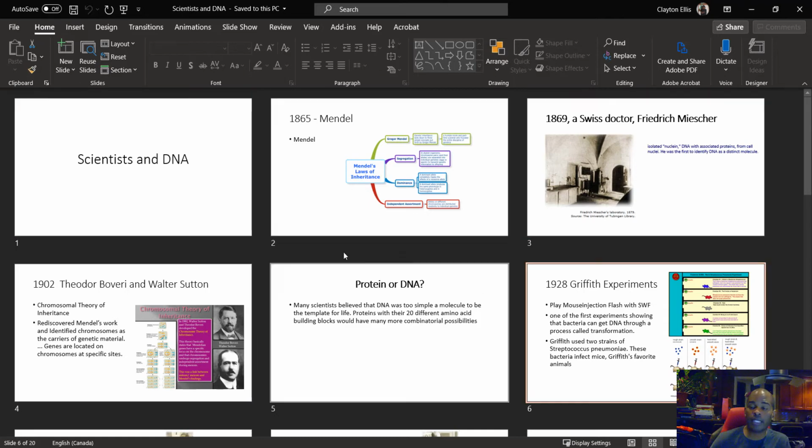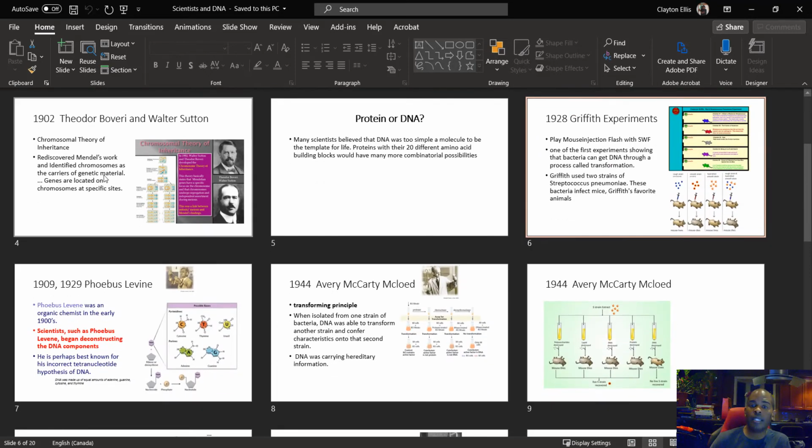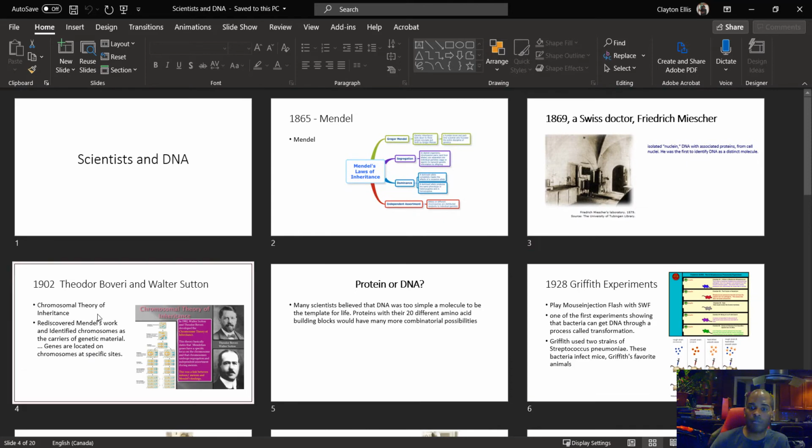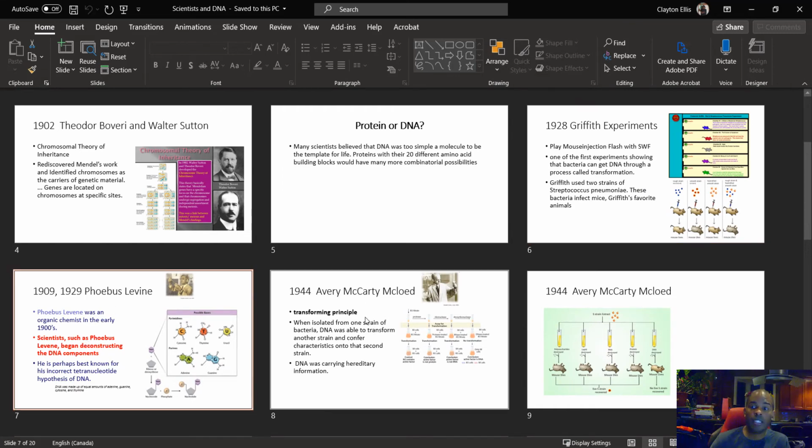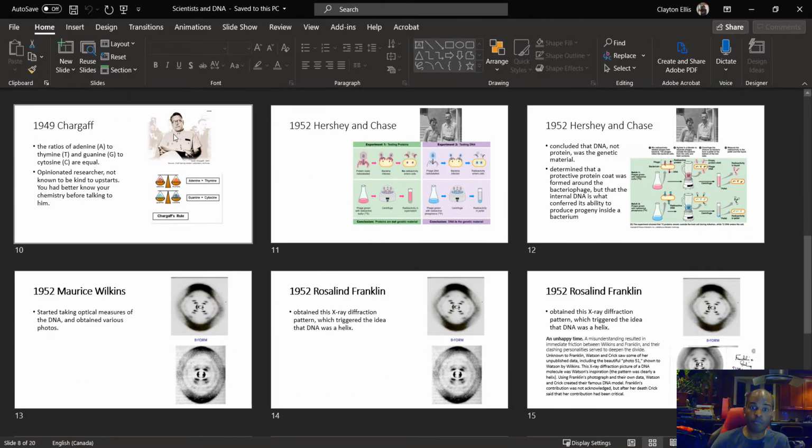In most cases with these scientists, it will also either superficially or with maybe a little bit more detail talk about the experiment that they did that gave us more information. So the chromosomal theory of Boveri, the Griffith experiments, Phoebus Levene and what he contributed, McCarty and MacLeod and what they contributed, Chargaff, Hershey and Chase, Wilkins, Rosalind Franklin is a very interesting historical story.